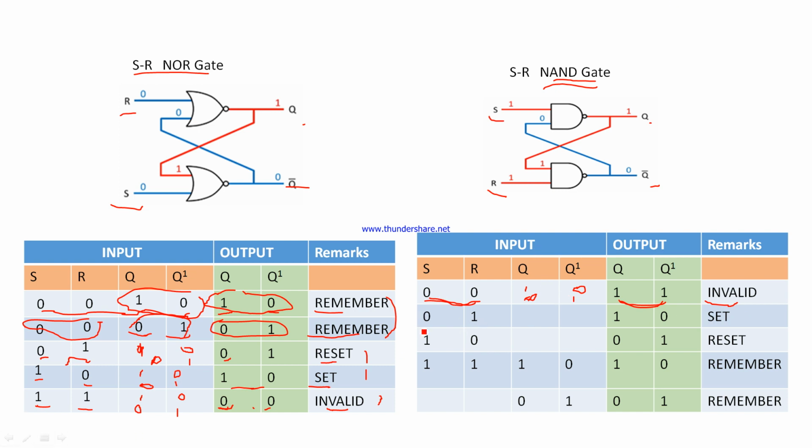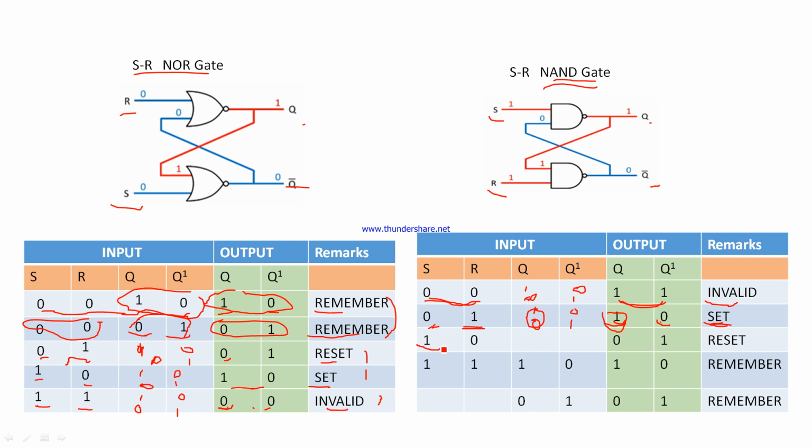Now let's look at another possibility. S is 1, R is 1. Now Q, at one time we put it 1 and then we put Q dash as 0. You will see here the output Q will be 1 and Q dash will be 0. Because Q is 1, we call that a set state. So next, Q is 0, Q dash 1. We assume Q 0 and we assume Q dash 1. You will see that we get the same output. Q is 1 and Q dash 0, we call that a set state. So whatever the value of Q here, 0 or 1, you will always get Q as 1 as the output, and this is called a set state.